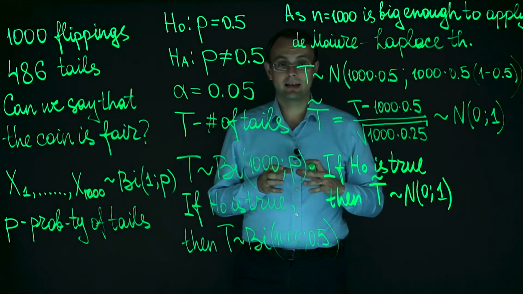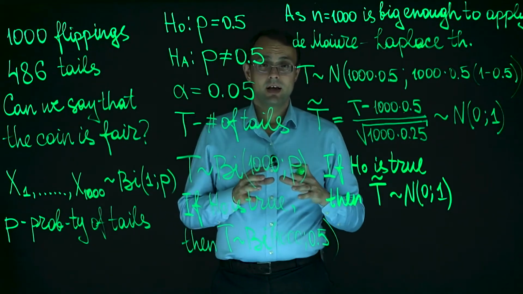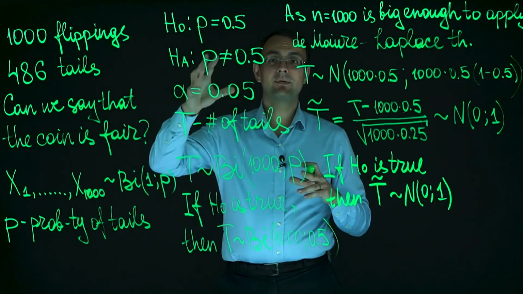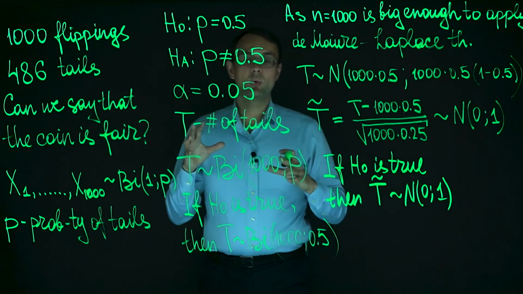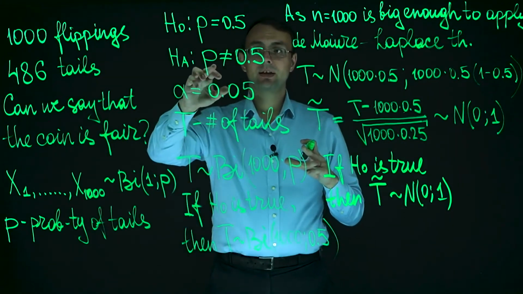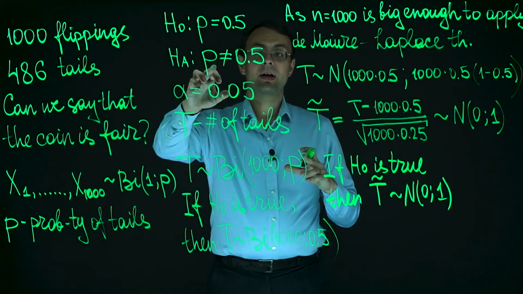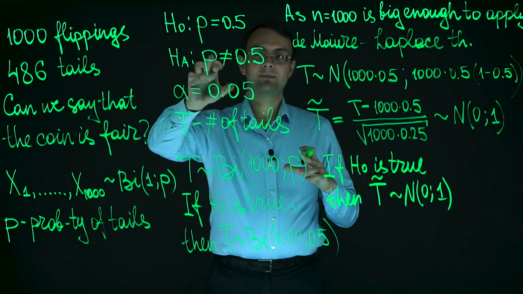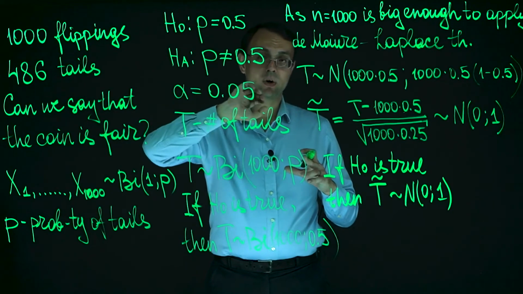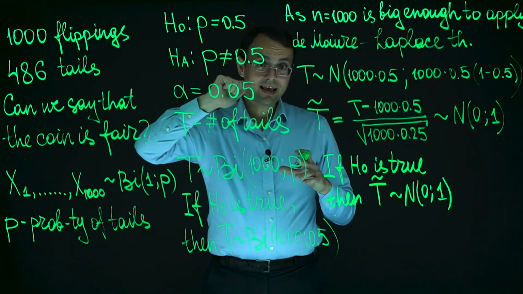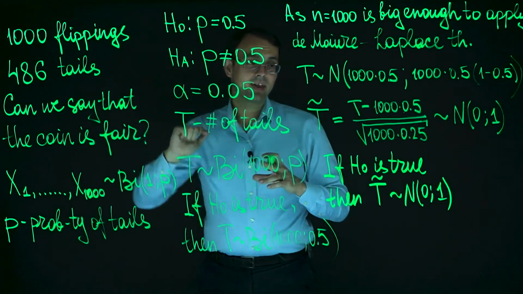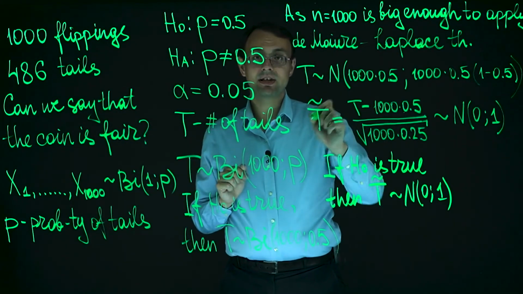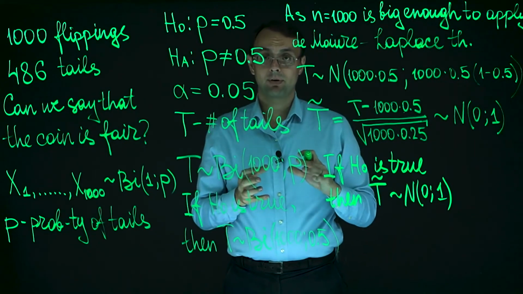So what does it mean? If the alternative hypothesis were not p not equal to 1/2, but p greater than 1/2, in this case we would say that big positive values of T tilde are in favor of the alternative hypothesis.